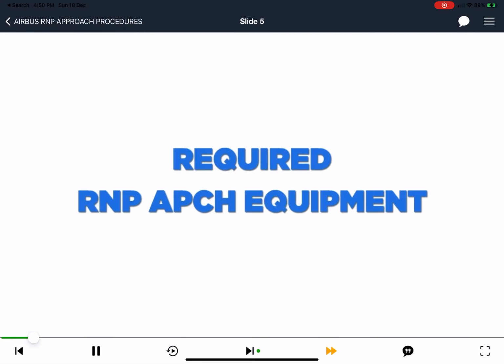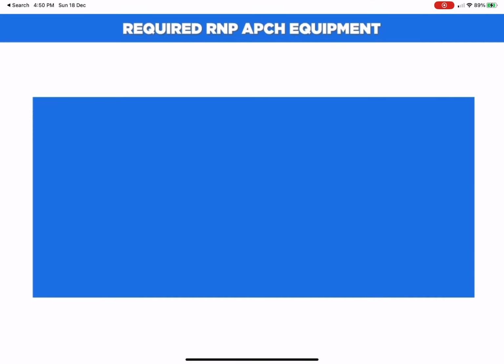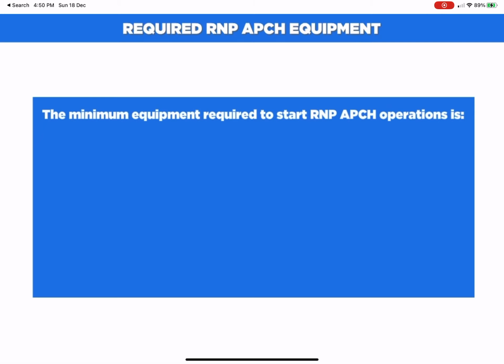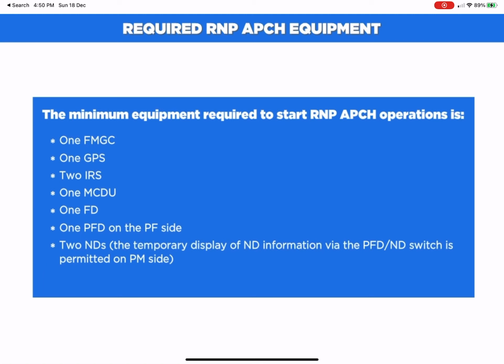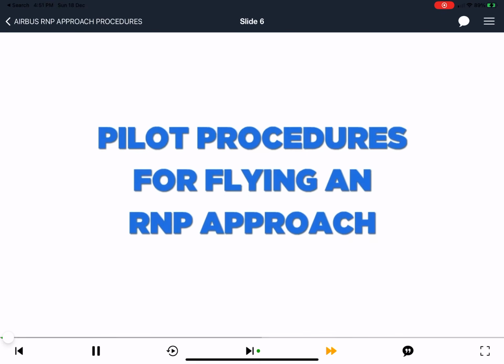Required RNP approach equipment. The minimum equipment required to start RNP approach operations is 1 FMGC, 1 GPS, 2 IRS, 1 MCDU, 1 FD, 1 PFD on the PF side, 2 NDs. The temporary display of ND information via the PFD/ND switch is permitted on the PM side. 2 FCU channels. Pilot procedures for flying an RNP approach.